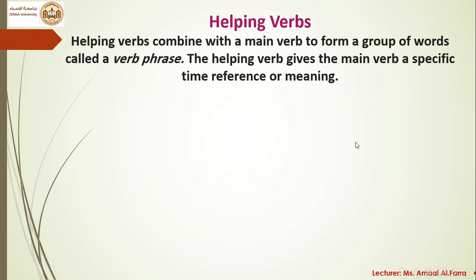The third type of verbs is called helping verbs. Helping verbs combine with a main verb to form a group of words. This group of words is called what? A verb phrase. A verb phrase consists of the helping verb and the main verb. Okay? So, helping verb with the main verb together are called what?